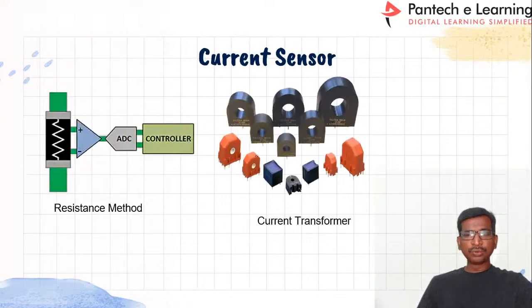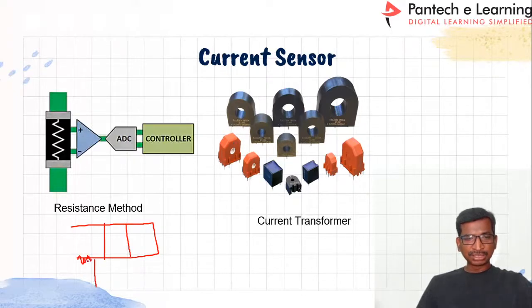And similarly, now we are going to discuss the current sensor. The first one is the resistance method, which people call the shunt resistor method. In the secondary, suppose you take this three-phase inverter, here the shunt resistance can be connected across these two points. Here you can connect an operational amplifier to get the exact voltage, right? And after that, via the ADC you can connect it. So this is the shunt resistance method.